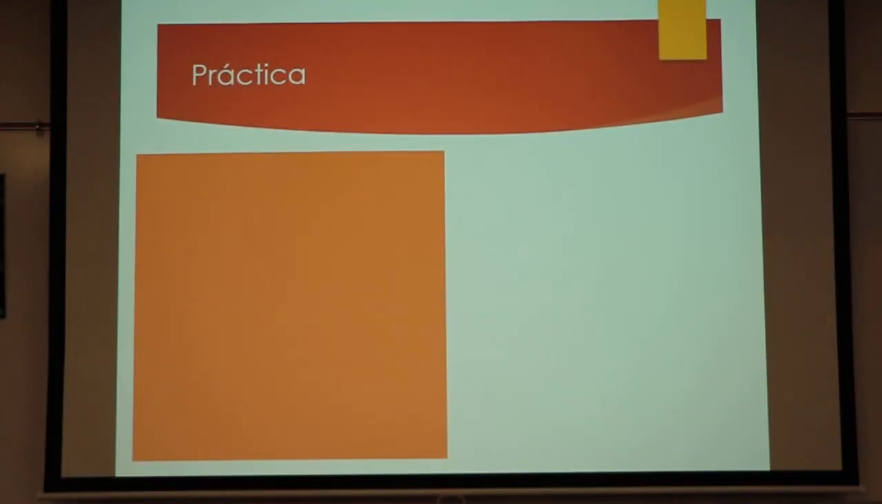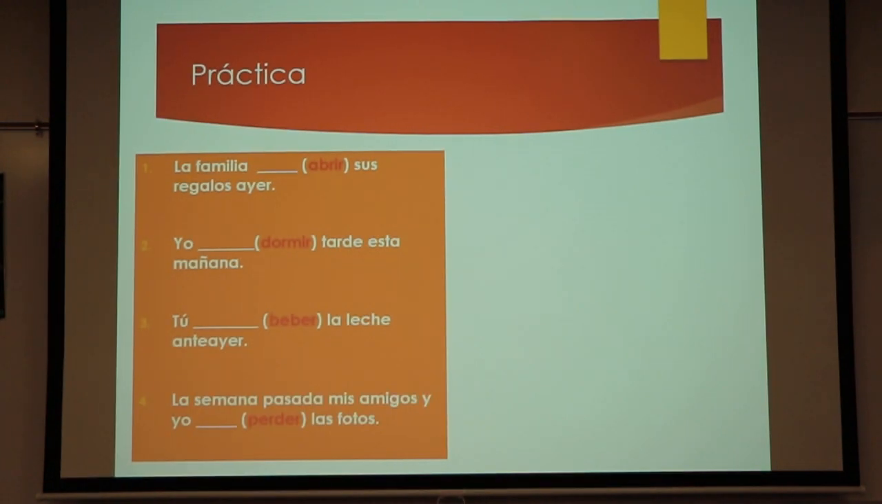So a little more practice. What I want you to do is pause it and complete these. I want you to conjugate the verb. Number 1: La familia blank abrir sus regalos ayer. Number 2: Yo blank dormir tarde esta mañana. Number 3: Tú blank beber la leche anteayer. And number 4: La semana pasada mis amigos y yo blank perder las fotos. Pause it, complete it, and we'll go over it. Also translate once you're done.